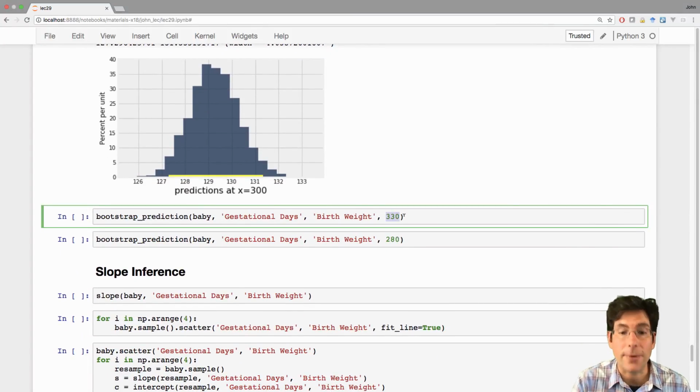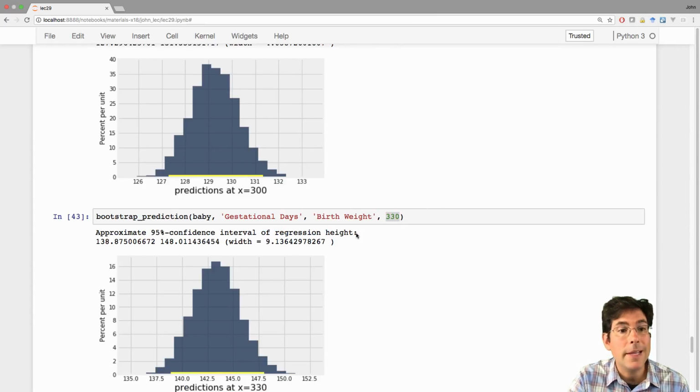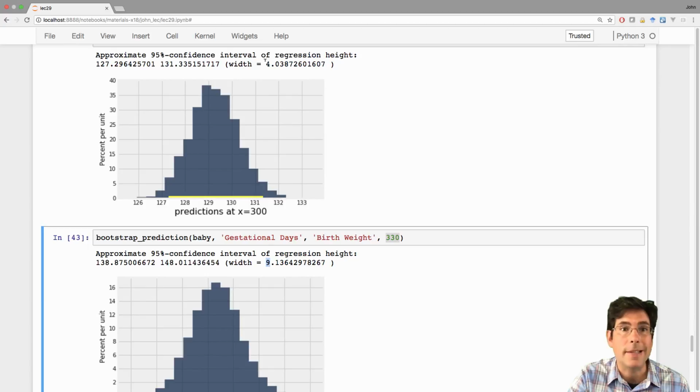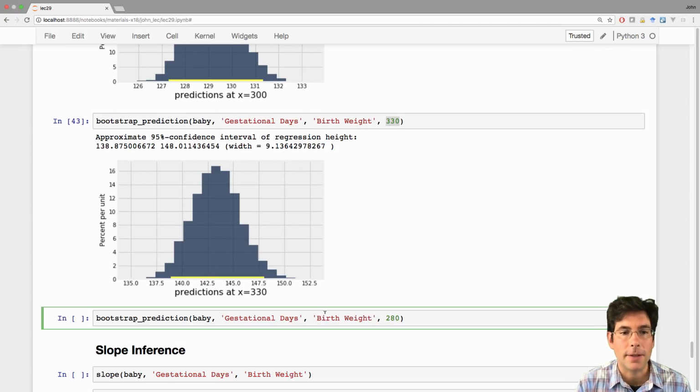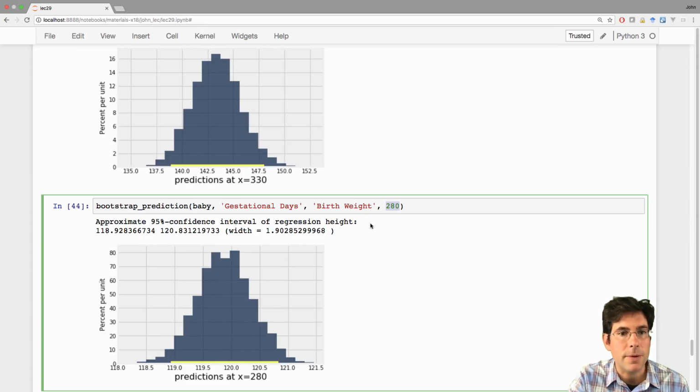So let's look out at 330. That's far to the right of the bulk of the values in the scatter diagram. And here we are. A confidence interval around the estimate for the height is 139 to 148, which has a width of 9 ounces instead of 4 ounces because we're farther away from the center of the x distribution. But if we want to figure out the height of the regression line in an area where we have lots of data, then we should get an even narrower width. And that's exactly the case. For gestational days of 280, we get a confidence interval from 118.9 to 120.8, which has a width of less than 2 ounces. So at 95% confidence, we're picking a pretty narrow range of reasonable y estimates.